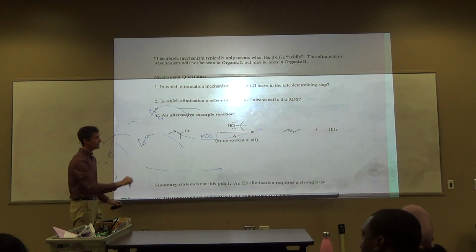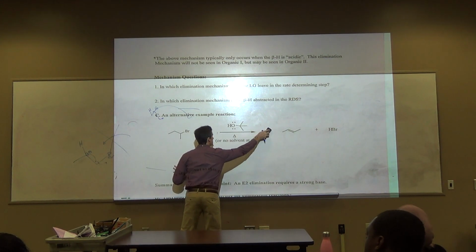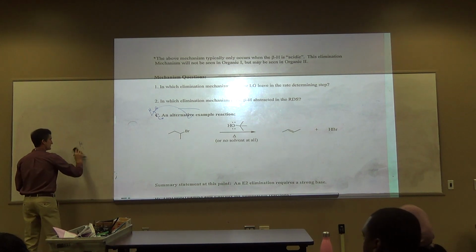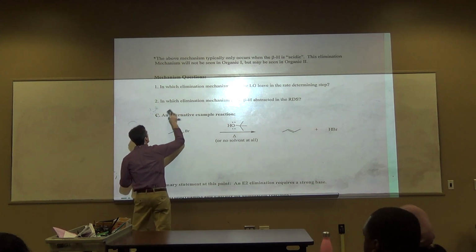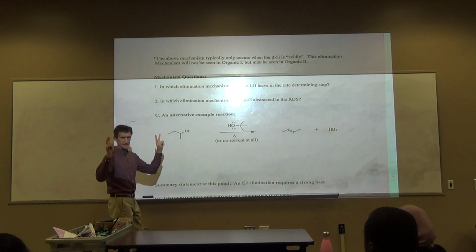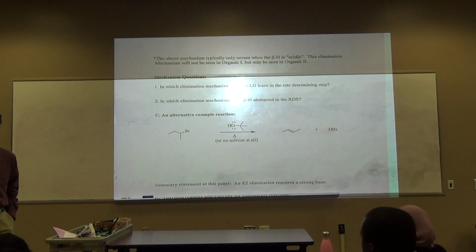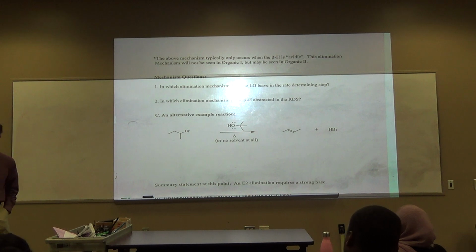And in this case, it's actually going to form the alkene. All right? Mechanism here. Is this SN1 or SN2? Not SN. It's an E1. What about the base, the thing that takes the H? In which mechanism is it involved in the rate determining step? E2. Okay.